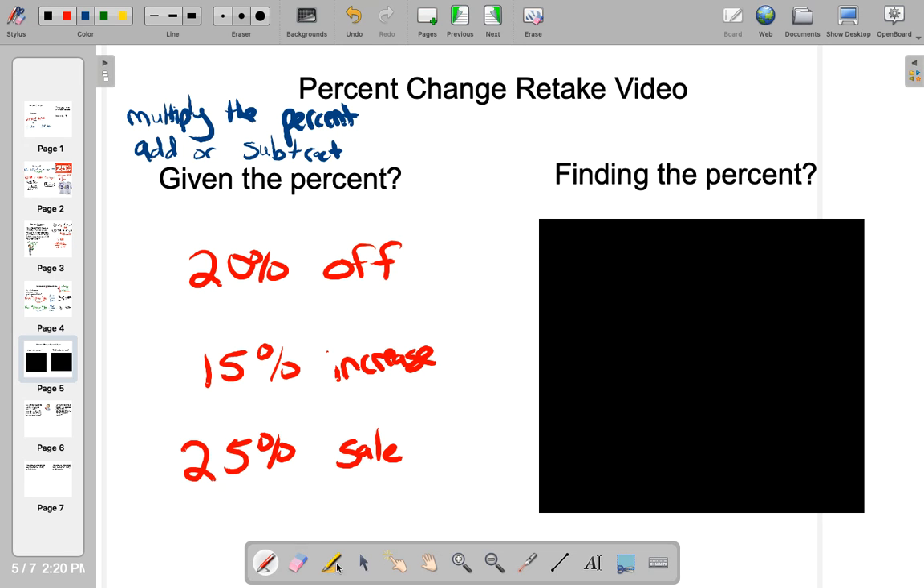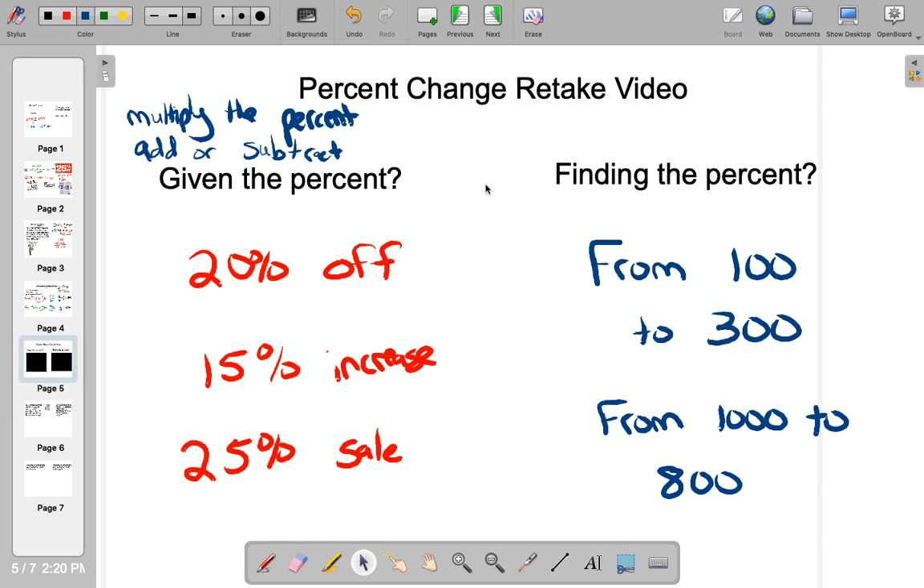The other type of problem is where they want to know what the percent change was. So from one set of numbers to another is the most common percent change example. And in those, you need the fraction change over original. And from there, you just convert that fraction to a percent.